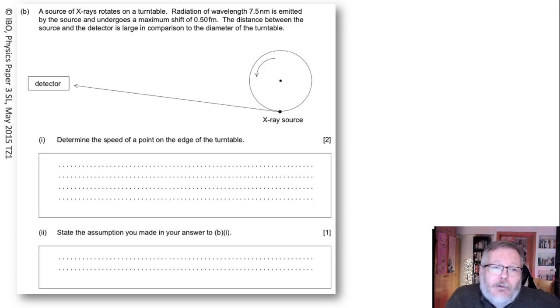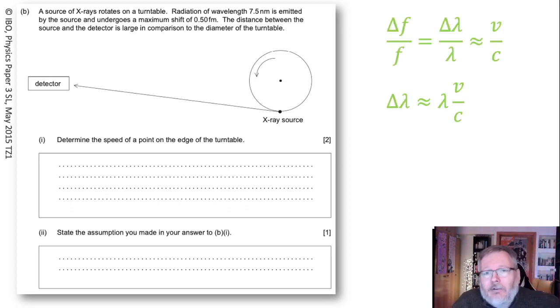The distance between the source and the detector is large in comparison to the diameter of a turntable, so we don't really have to worry about the angles. So determine the speed of a point on the edge of a turntable. Well, it's X-rays, so it's electromagnetic radiation. Therefore, the relevant equation is the EM Doppler shift equation. You're talking about wavelength, so let's just keep the wavelength side to it. And you've got delta lambda.